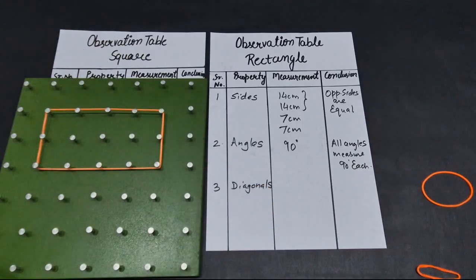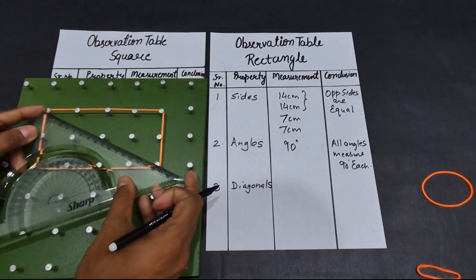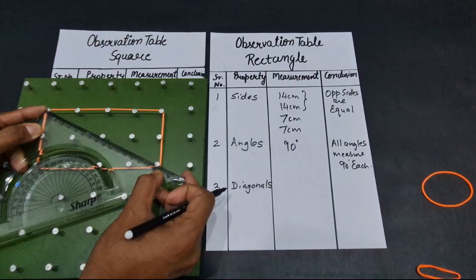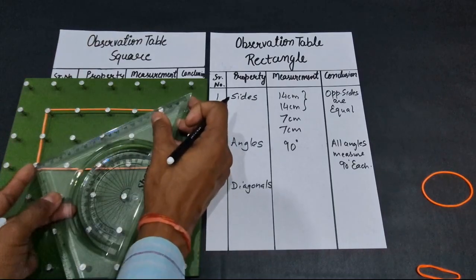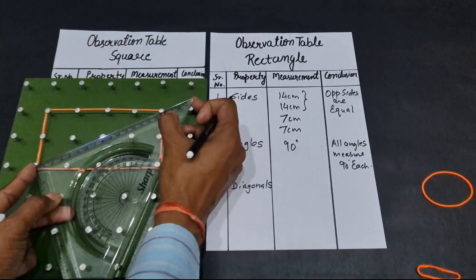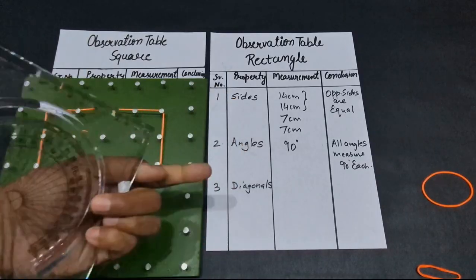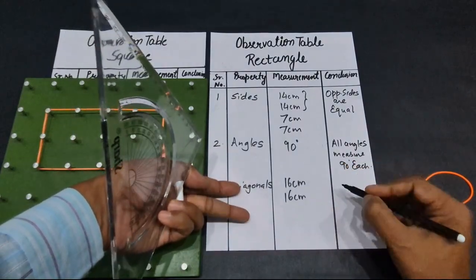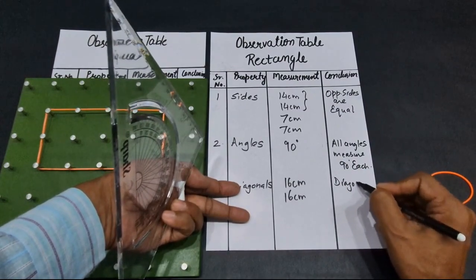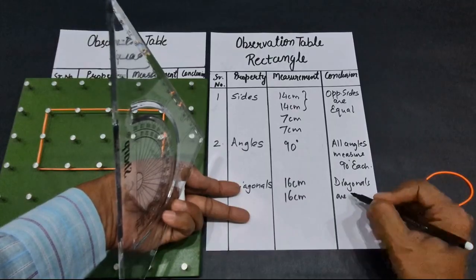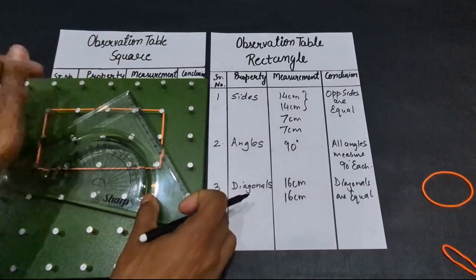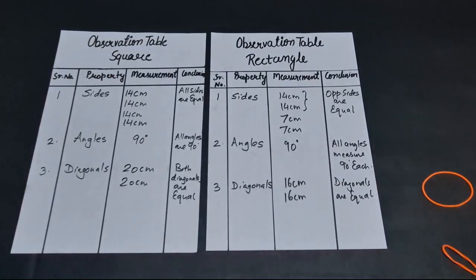And finally the diagonals. So we have to measure the distance between the opposite vertices. Here it is coming out to be 16 centimeters, and on the other way around, if you measure it, it is again 16 centimeters. So along the diagonal column you have to write 16 centimeters and 16 centimeters, and you will write the diagonals are equal. Diagonals are equal.